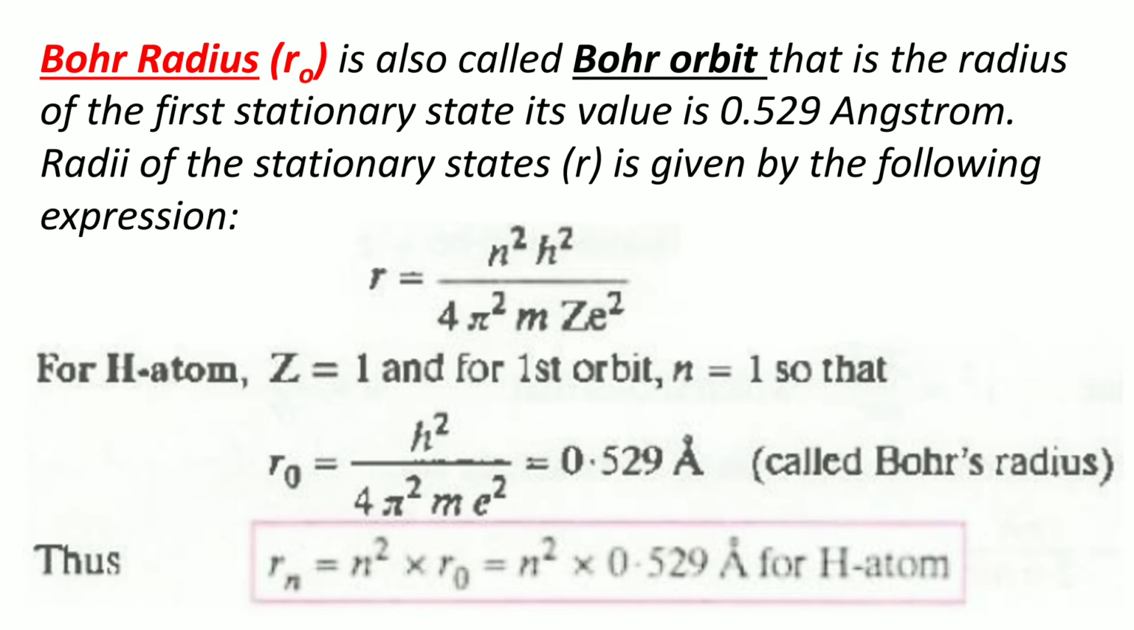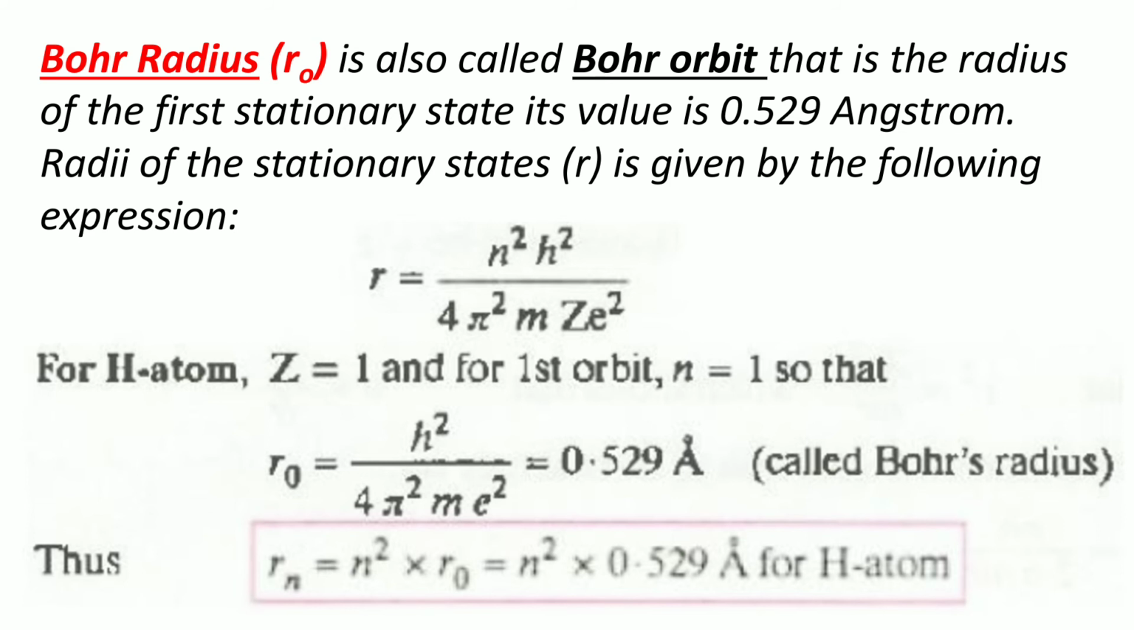So you can calculate the value of the Bohr radius, that is R naught. If you put the value of small n and Z as 1, you get the expression h square upon 4 pi square m e square, and finally you get 0.529 angstrom. That is called the Bohr radius. So by putting this value, you will finally get Rn, the radius of the nth shell, which is equal to small n square into R naught.